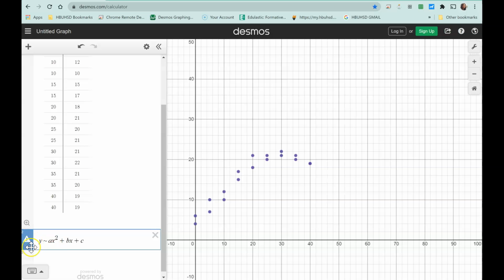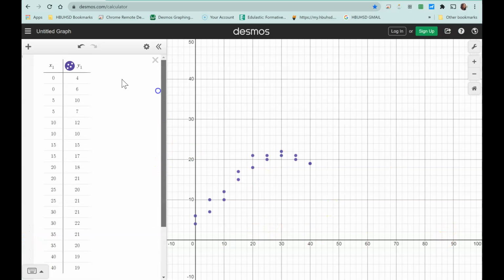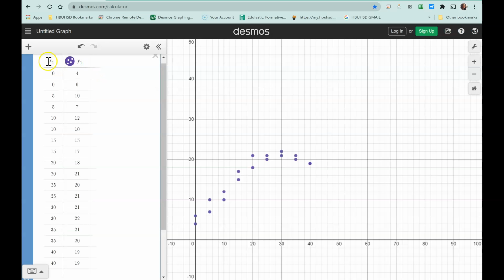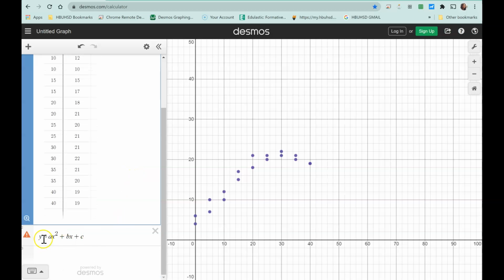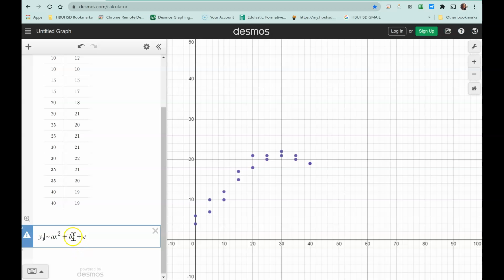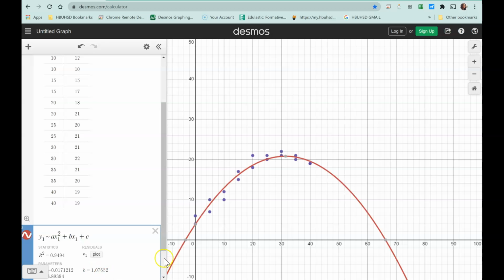Wow, theirs is not working. No equation is shown. So now you have to be careful to go up here. Can you see up here where it says x sub 1 and y sub 1? You gotta look at your table and make sure you enter in the same exact variable as what is shown on your table, okay? So if you see an x2, then you gotta put in x2.